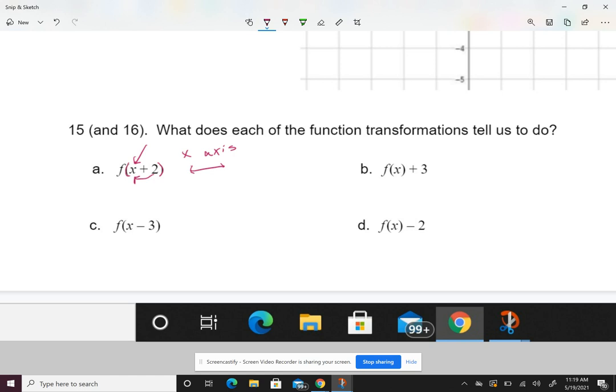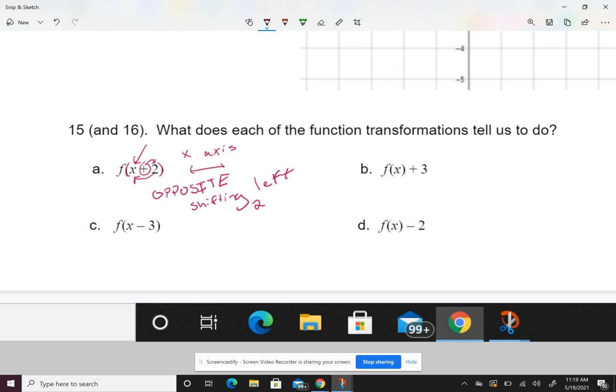Okay. Now here's the kicker. Understand that if I'm adding to x inside parentheses, it is the opposite of what you think. This is the key. Please pay attention to this. It is the opposite of what you think. So if I'm adding to x here, this is technically shifting it left. So this is shifting left twice.